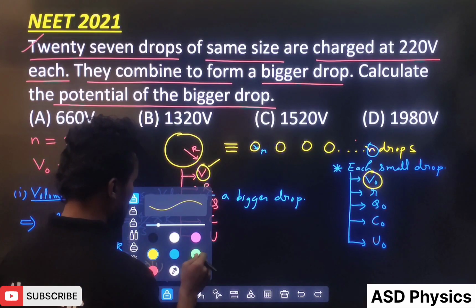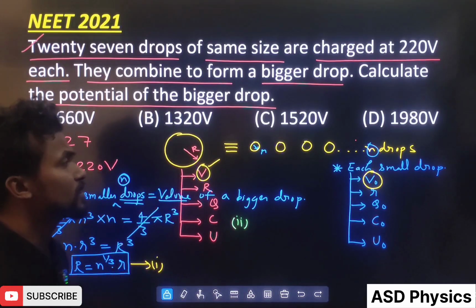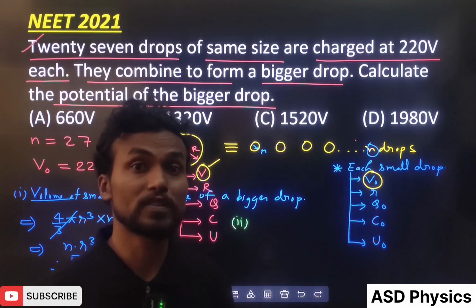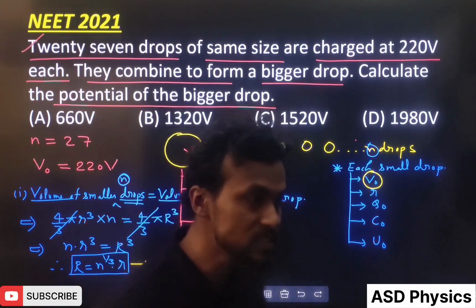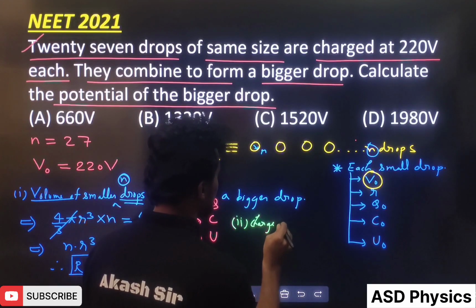Now what we are going to do next, I will use this space. Second, if we talk about the conservation of charge, you know very well, for an isolated system, charge will always be conserved. So the second thing: charge on smaller drops.